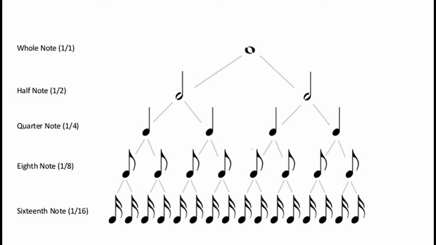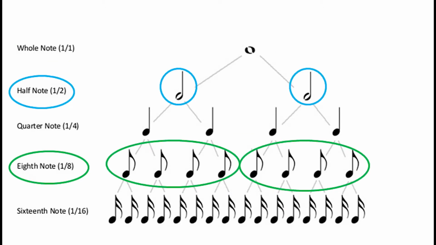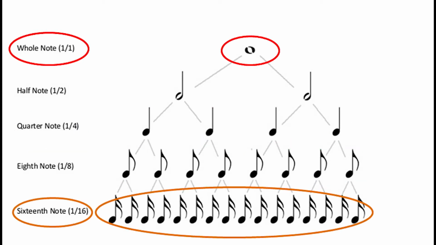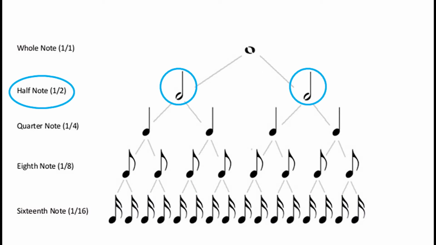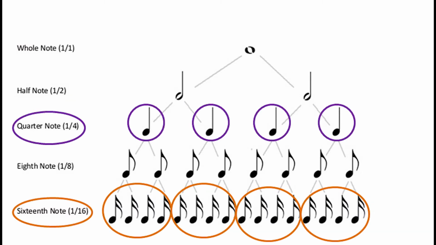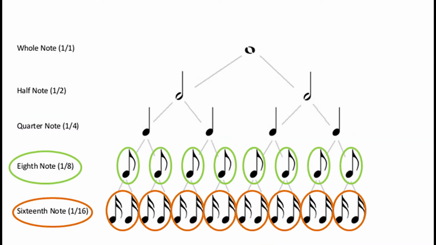Here's the breakdown of the note values. A whole note has 8 eighth notes. Each half note has 4 eighth notes, and each quarter note has 2 eighth notes. As well, a whole note has 16 16th notes. Every half note has 8 16th notes. Each quarter note has 4 16th notes, and an eighth note has 2 16th notes. Hope you get the point by now?